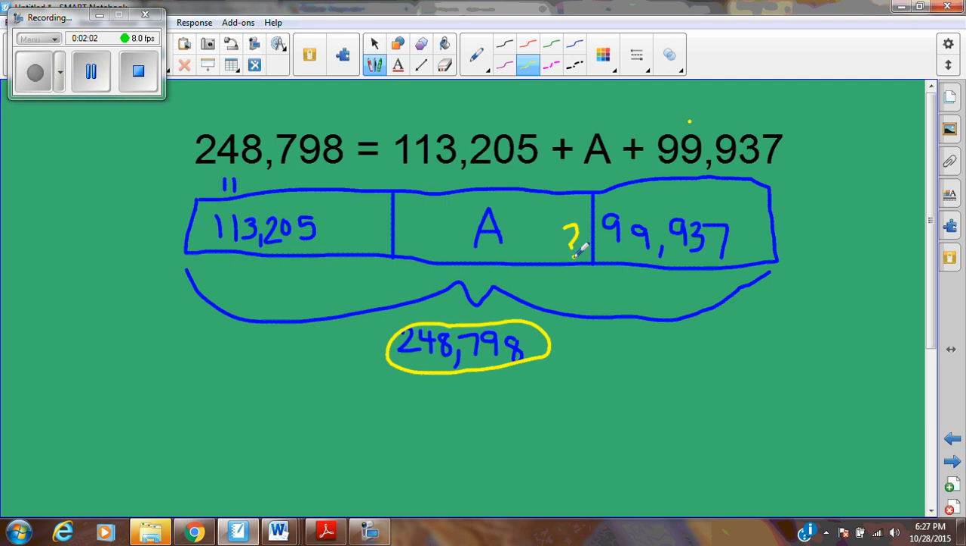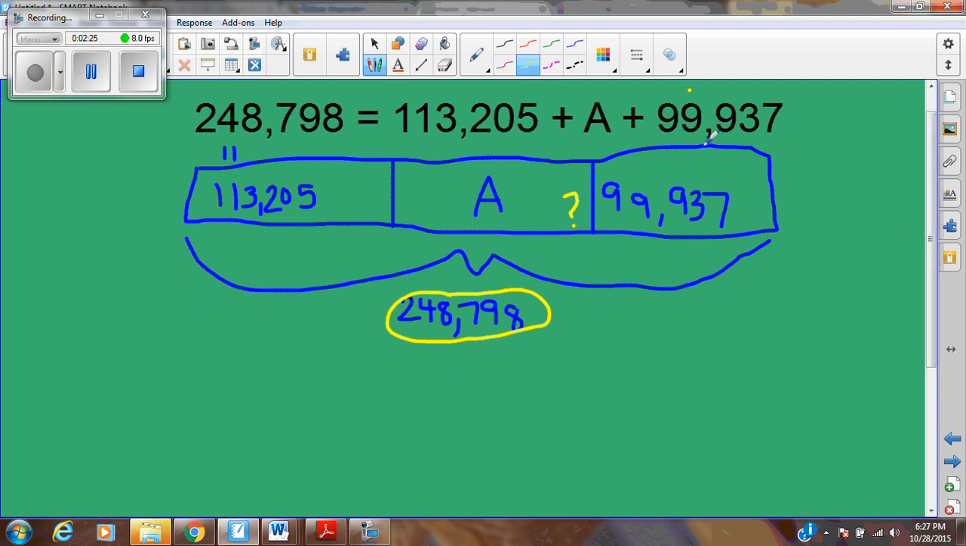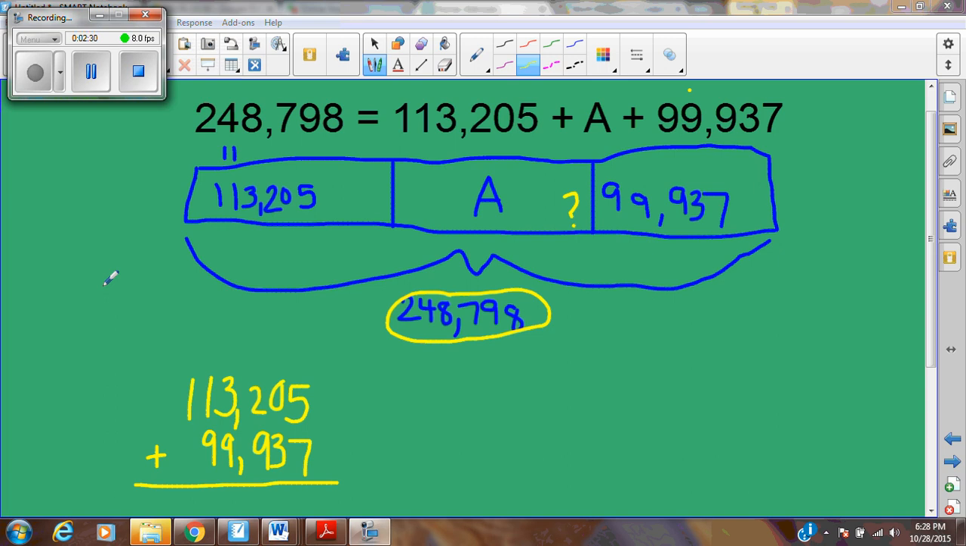In order to look for A, I have to find the difference between what these 2 equal together and what's left over to equal this. This equal sign tells me that what's on the left is the same value as what's on the right. Because of that, I am going to add 113,205 together with 99,930. When these 2 numbers are added together, it gives me the total of those 2, but I still don't know how much A is worth.